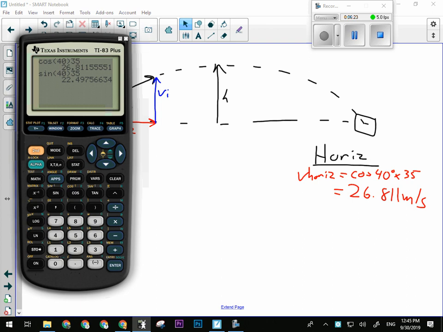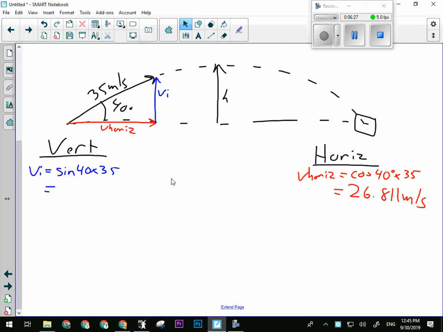Okay, so it's initially moving at 22.498, we'll say, meters per second up. Right. So now I have to remember the rest of this stuff. I have to get all basically context.